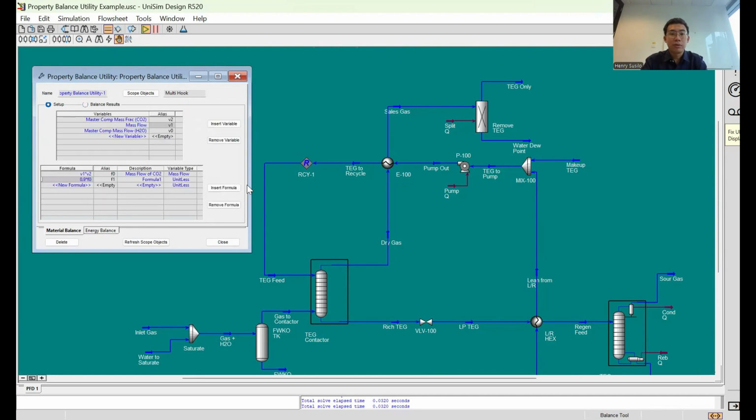Okay, so I think that's all for this video. I hope you get more understanding of the property balance utility. This is a very interesting tool if you want to evaluate the mass or energy balance inside your system. If you want to make a big scope, the entire flow sheet, it can do. But if you want to make the balance in a smaller scope, you also can do it in this property balance utility.